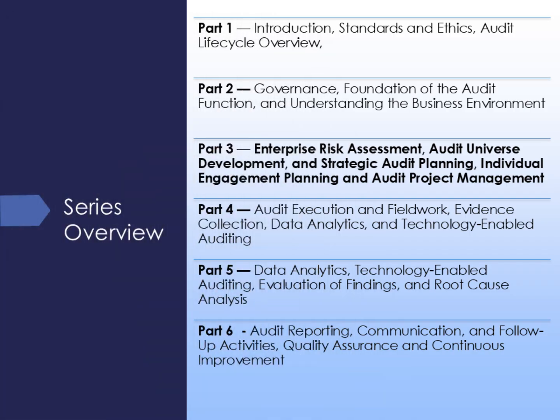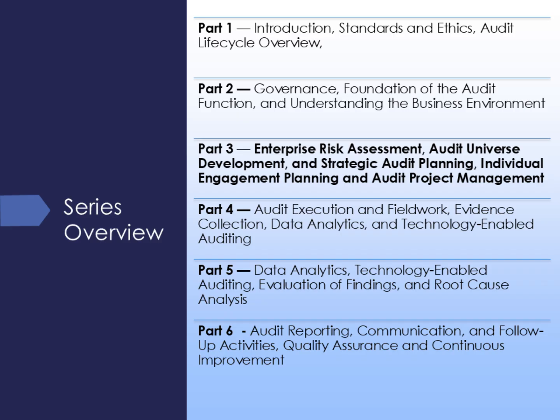This series is designed to provide a structured walkthrough of the complete information systems audit lifecycle, aligned to core CISA concepts and practical auditing activities. We begin in Part 1 with the foundations of IS auditing, including standards, ethics, professional responsibilities, and an overview of the audit lifecycle from planning through reporting and follow-up. In Part 2, we move into governance, the audit function, and understanding the business environment. This establishes how auditors align their work with organizational objectives, governance structures, and operational realities.